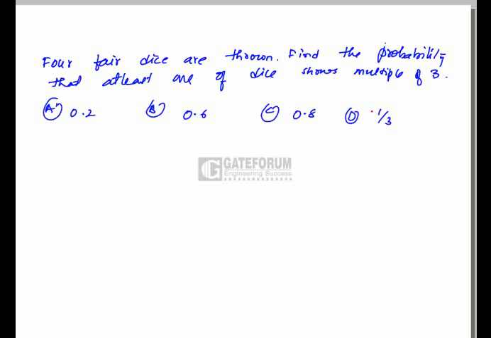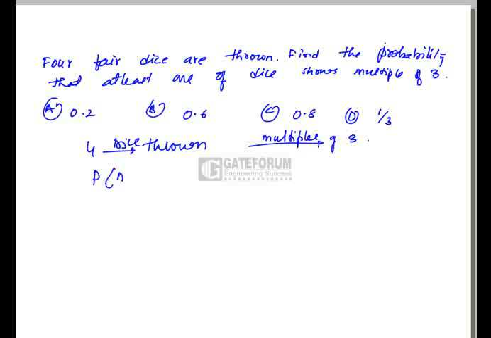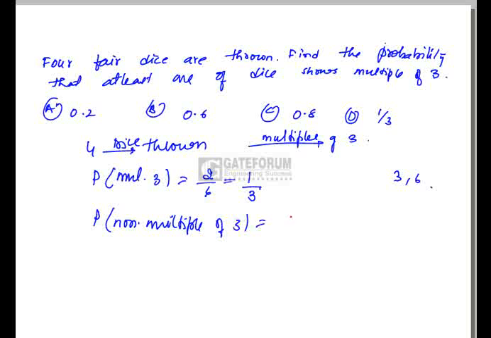In this problem it is given that 4 dice are thrown. We have to find the probability that at least one of the dice shows a multiple of 3. So totally 4 dice are thrown and we need multiples of 3. Now, the probability of getting a multiple of 3: there are 2 multiples of 3, that is 3 and 6, so there are 2 choices out of 6, which is 1 by 3. Now, the probability of a non-multiple of 3 is nothing but 2 by 3.